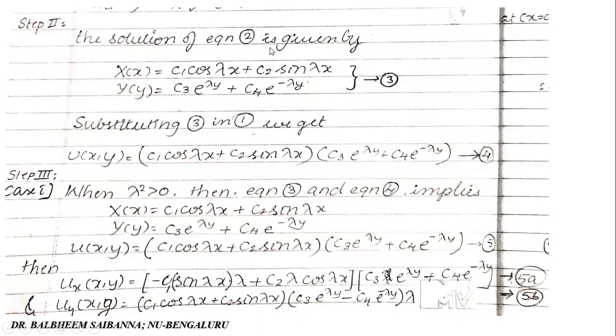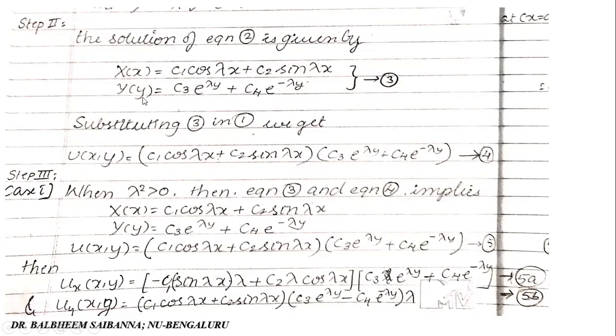Step 2: solving equation 2, the solutions are X of x is equal to c1 cos lambda x plus c2 sin lambda x, and Y of y is equal to c3 e to the power of lambda y plus c4 e to the power of minus lambda y. How do we get it? For equation 2a, D square plus 1 is equal to 0, D square is equal to minus 1, D is equal to plus or minus i. The roots are imaginary, so we write the solution in this form: X of x is equal to c1 cos lambda x plus c2 sin lambda x.